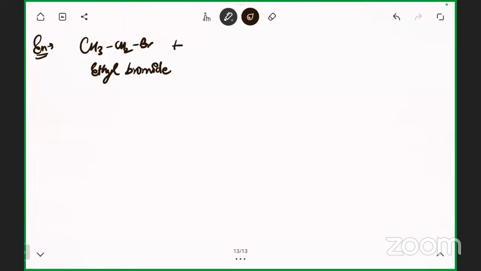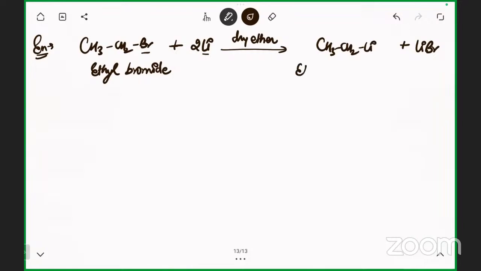This ethyl bromide will react with two molecules of lithium in the presence of dry ether. What will happen? Now, one lithium will take one Br. It will form LiBr. One lithium is left, which will combine with this CH3CH2. This is called ethyl lithium.